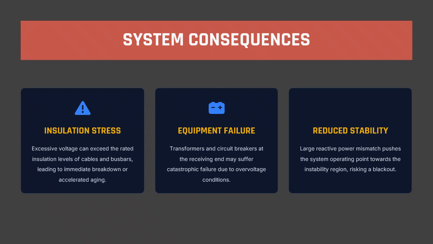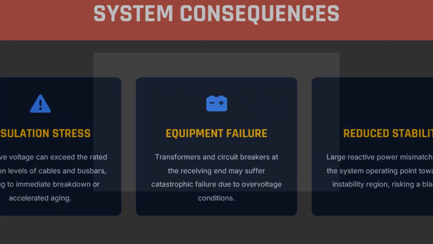3. Reduced stability. Fundamentally, this condition represents a major reactive power imbalance. It pushes the grid operating point to an unstable region, making the entire system susceptible to collapse or blackout during a disturbance.